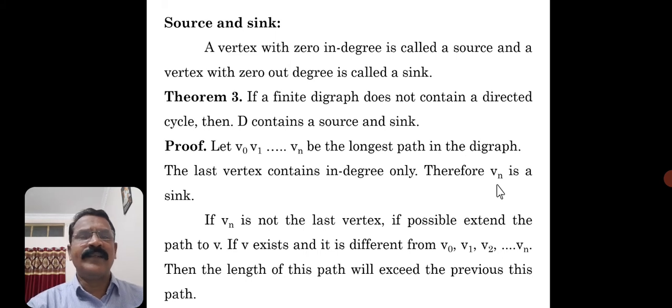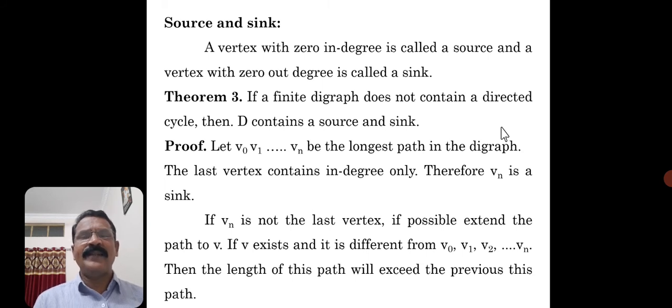Now source and sink. We have already discussed these concepts, but we are recalling them again because we are considering one theorem based on source and sink. A vertex with zero in-degree is called a source, and a vertex with zero out-degree is called a sink. That we have already discussed; I have just recalled it once again. Now consider a theorem based on the source and the sink.